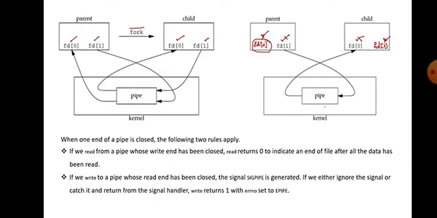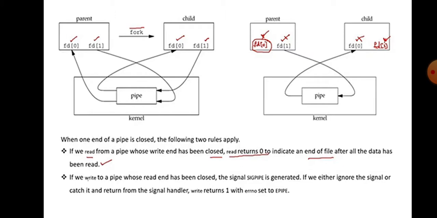Now let us see what happens when one end of the pipe is closed. The following two rules apply. If we read from a pipe whose write end has been closed, then the read returns the value 0 to indicate that end of file has been met and all the data has been read. So this is what happens when we read from a pipe whose write end is closed.